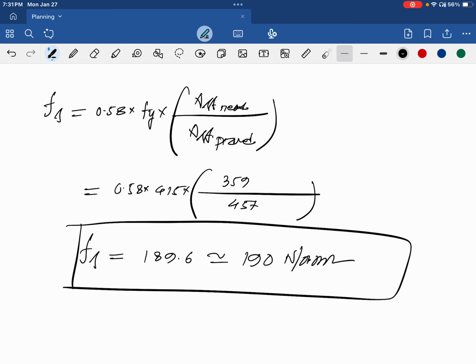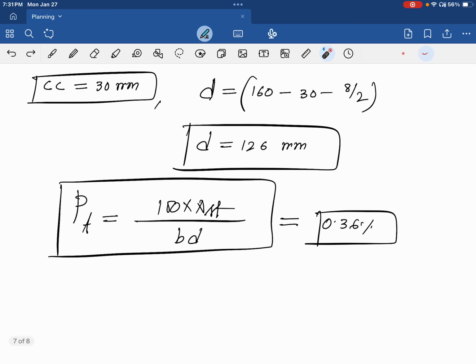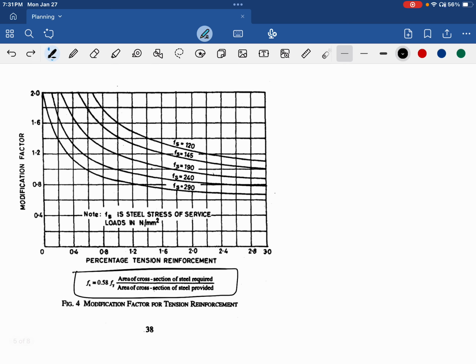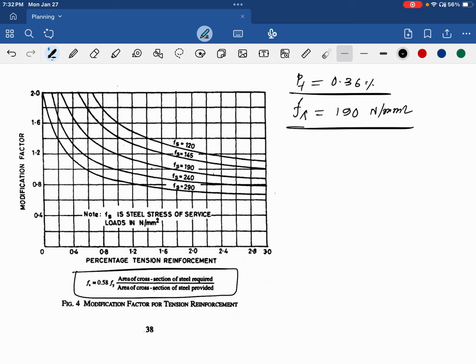This is your Fs. So just remember these two values, this Fs value and this percentage of steel value. Just write it down here: your percentage of steel tensile reinforcement is 0.36 and Fs value is 190. Now we have these two values. Now using this chart, figure 4, IS 456, page 38, we need to calculate the modification factor.